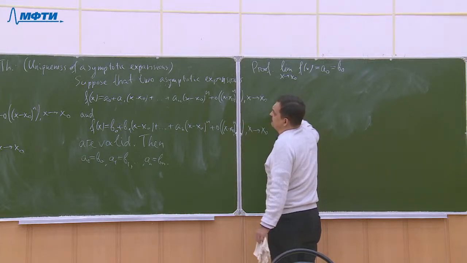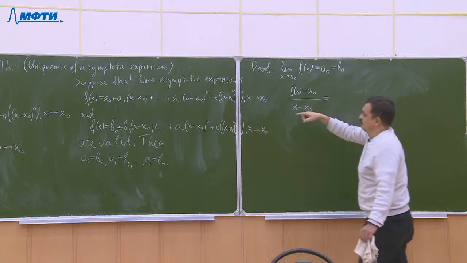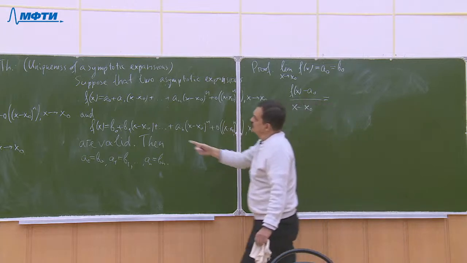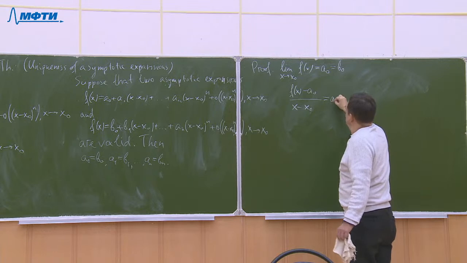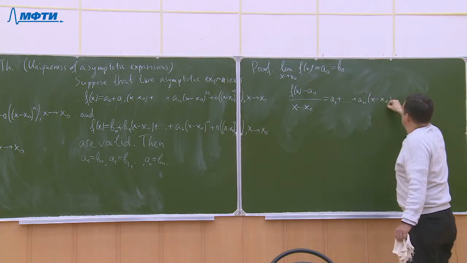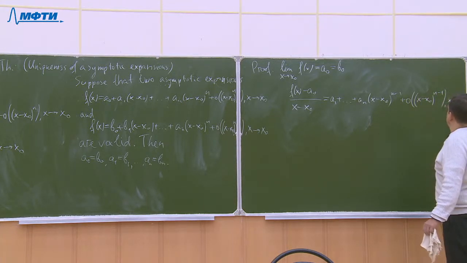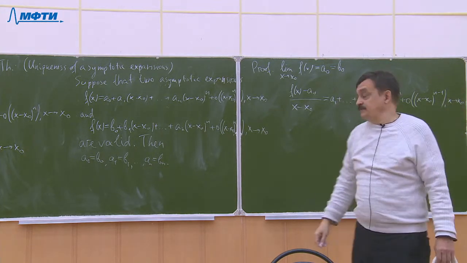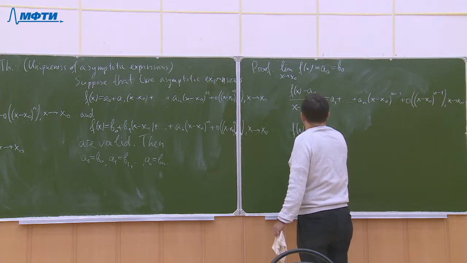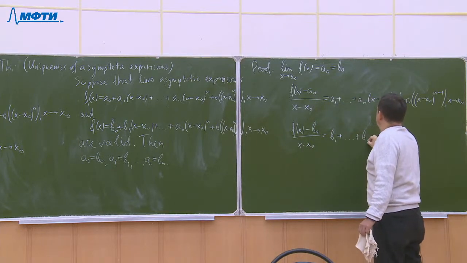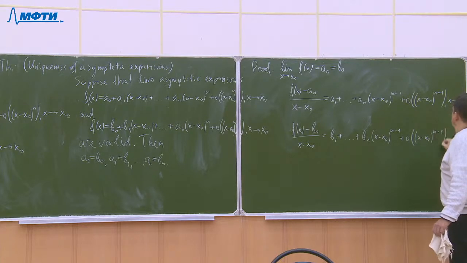Now let us rewrite our expansions like that. So f of x minus a naught over x minus x naught. From the first expansion we can write, what is it? So we move a naught to the left hand side and then divide by x minus x naught. Then this is a1 plus so on plus a n times (x minus x naught) to the power n minus 1 plus little o of (x minus x naught) to the power n minus 1 as x tends to x naught. Analogously, we can proceed with the second expansion. So, and okay, I can write like that. And now little o of (x minus x naught) to the power n minus 1 as x tends to x naught.